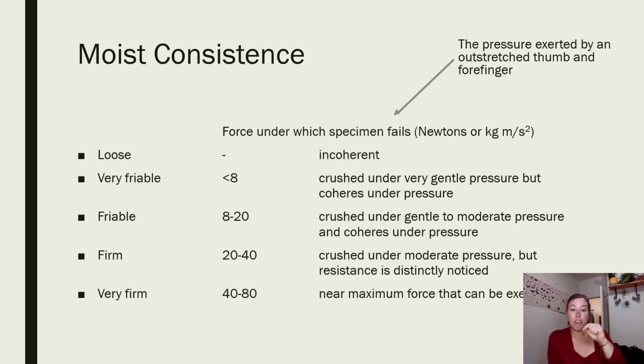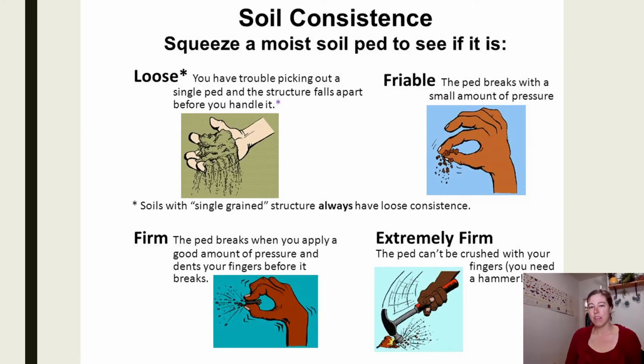But if you can crush that ped really gently between your two fingers, you have something that's very friable. If you can't crush it between your fingers, but need to use your hand, that's firm. Pushing on it with a hand is firm. Very firm is when you put it on the ground, you're standing on it, and it's still not crushing. This is a pictorial version to help you remember the difference between loose, friable, and firm.